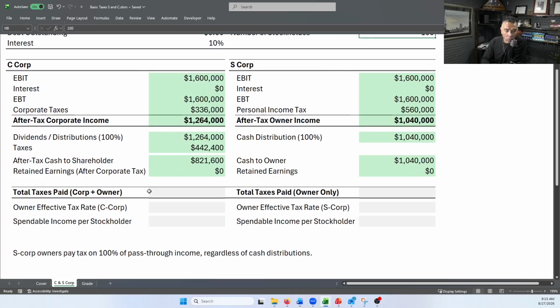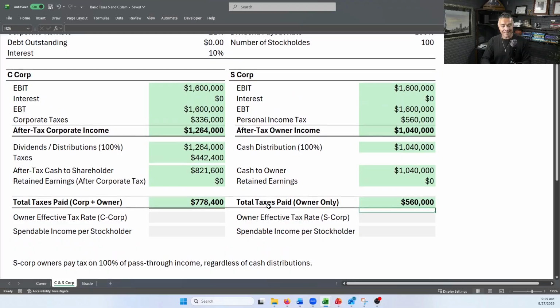Now let's look at what is our total taxes paid. So I'm going to go equals, double taxation. So I'm going to find the corporate taxes, and then I'm going to find the plus the taxes for the dividends. So total taxes paid $778,400, and then this one's a little bit easier because we only have one taxes, personal income tax.